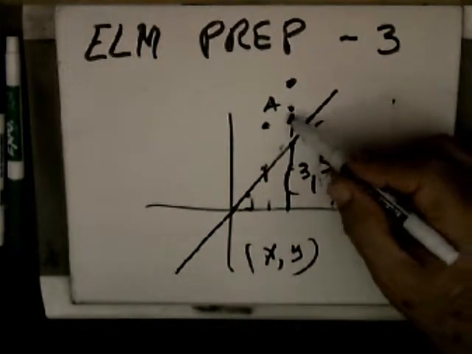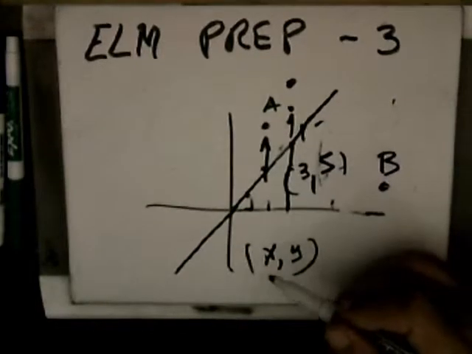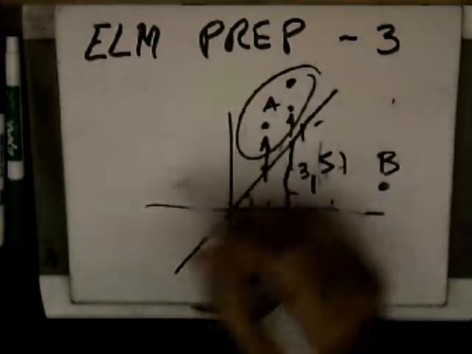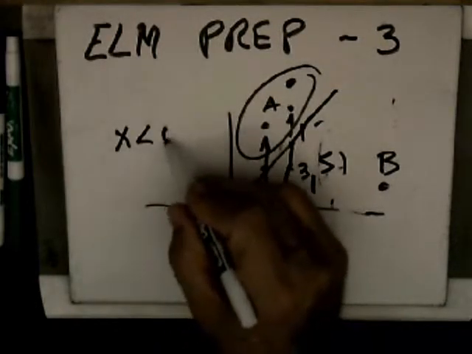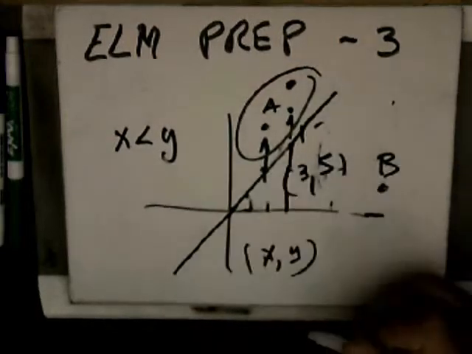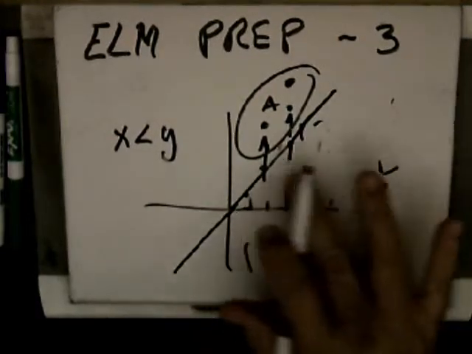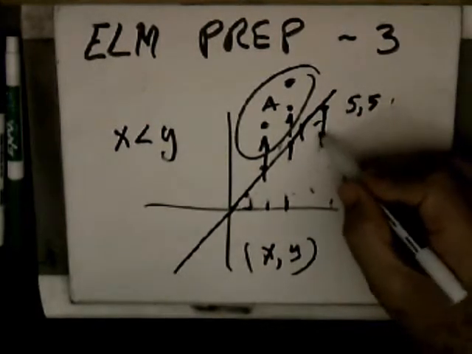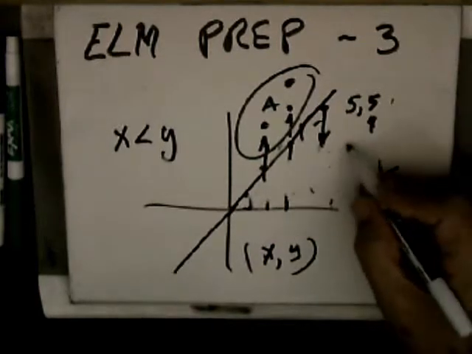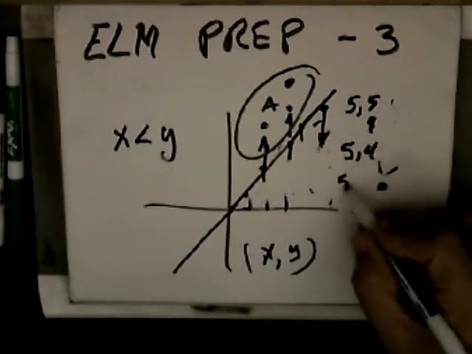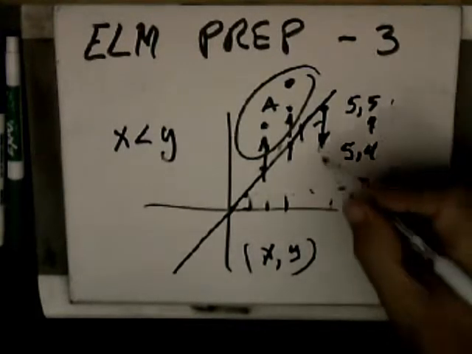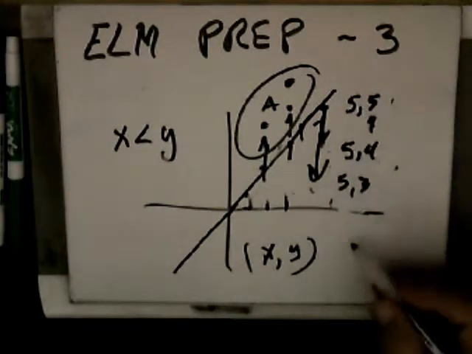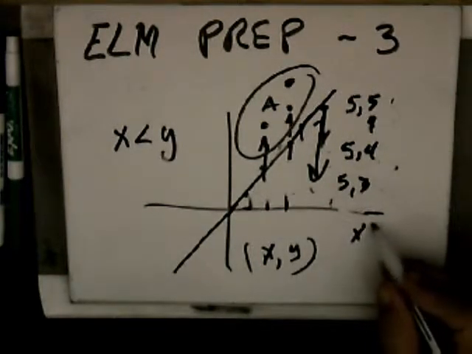Well, that would say that every point above this line would have a bigger y than it did an x. So any point in this region, my x would be less than my y. So the y value would be larger than the x value. Well, conversely, if I took some point here that was 5, 5, and I went downwards in the y direction, the y would decrease, so to maybe 5, 4, 5, 3, etc. And so every point down here would have a smaller y value, and the x value would be greater than the y value.